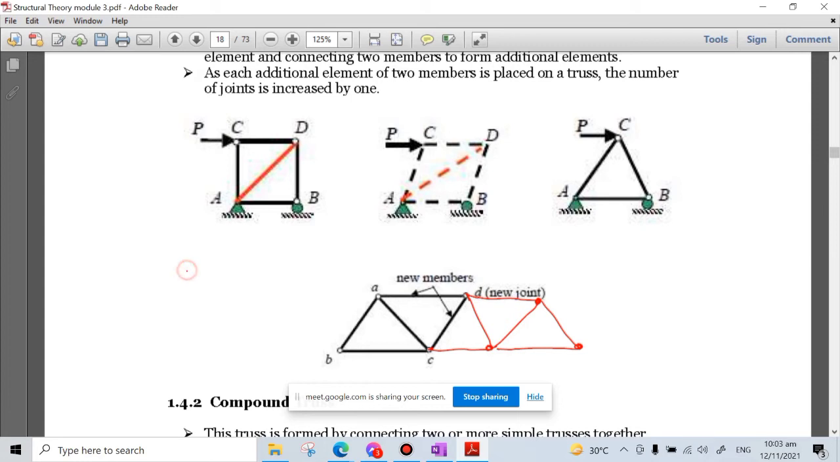Okay, so, kasi, ito yung case na to. Halimbawa, wala to yung member AD. Kung wala yung member AD, square lang yan, no?